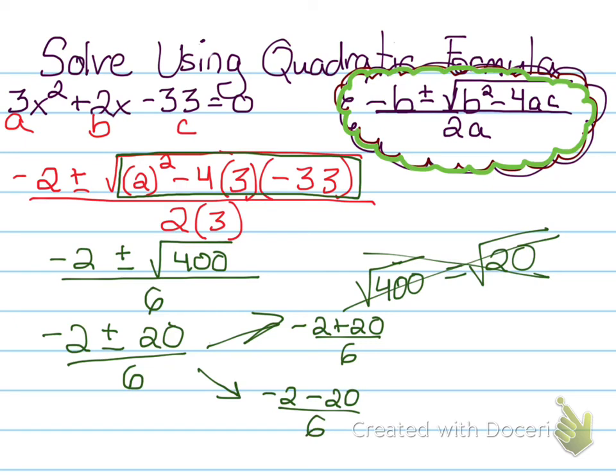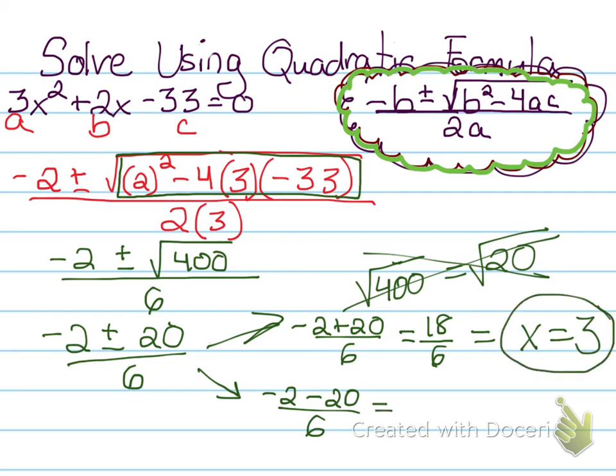In that first fraction, negative 2 plus 20 equals 18, and 18 over 6 simplifies down to 3. So my first solution is x equals 3. In the second fraction, negative 2 minus 20 gives me negative 22 over 6, and that reduces down to negative 11 over 3. And that's it.